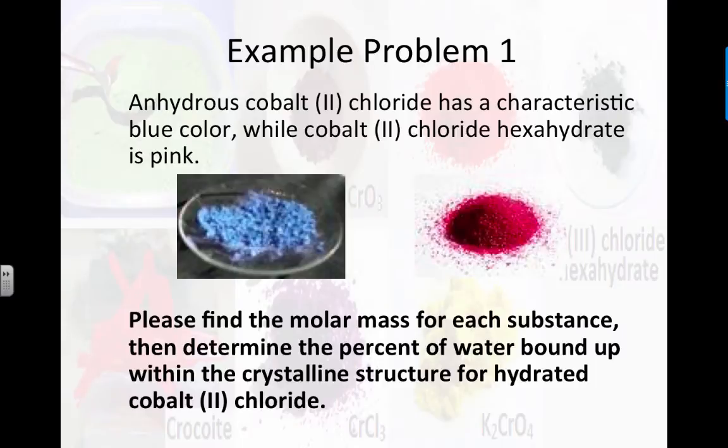Anhydrous cobalt-2 chloride has this characteristic blue color, while the hydrated cobalt 2 chloride hexahydrate is a pink color. This is a substance that's commonly used in baby diapers to be able to tell if the diaper is wet.